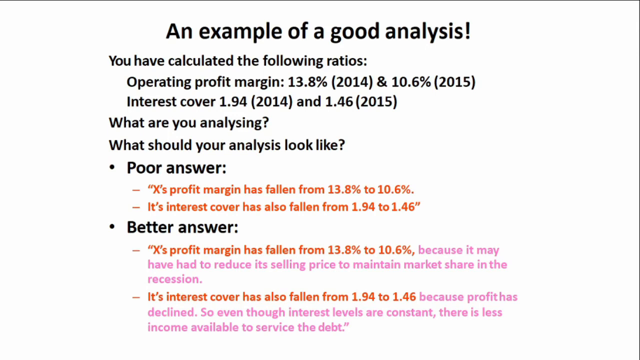If we say that the interest cover has fallen from 1.94 to 1.46 because profit has declined, so even though interest levels are constant, there is less income available to service the debts. So here again, we are saying what has happened and why it has happened, but we are not giving likely implications of the interest cover falling. So it is not the best answer. If we go to the next slide, we can see the kind of answer we want you to give in a test or exam or even in your tutorial questions.